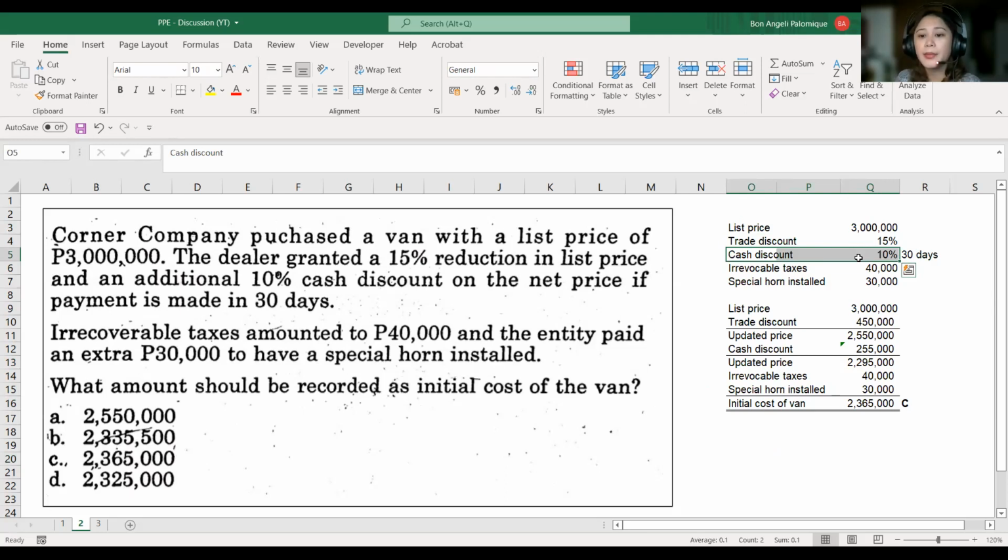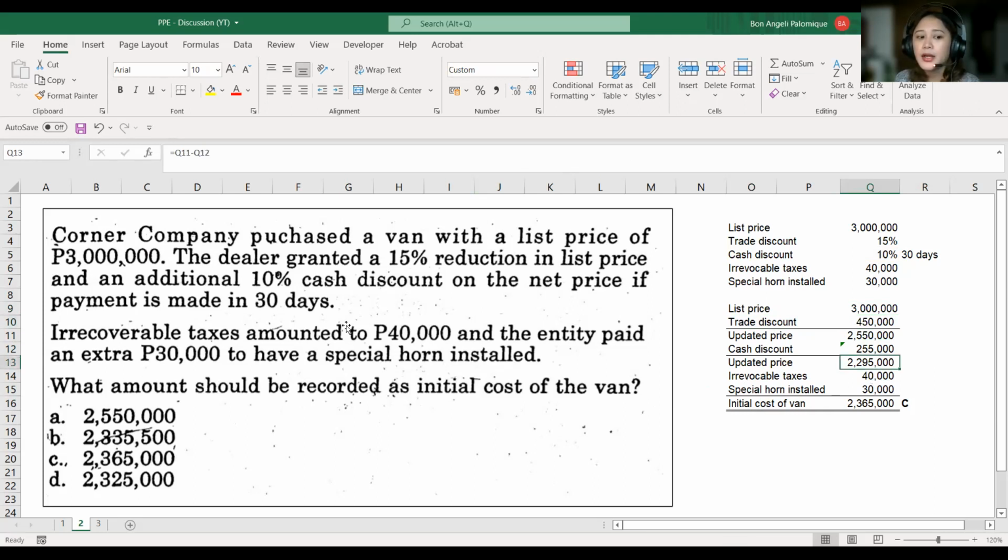Sabi natin, kapag may mga discount, we need to deduct it in the cost of the PPE regardless of taken or not. Then nagbigay siya ng irrevocable taxes and extra 30,000 to the special horn install. Magkano ang initial cost ng van? So initial cost ng van, magsimula ka sa list price. Bawasan mo na agad yung mga discount for 50,000. Bawasan mo pa ng cash discount. So ang cash discount mo will be based on the 10% of the updated price after deducting the trade discount.